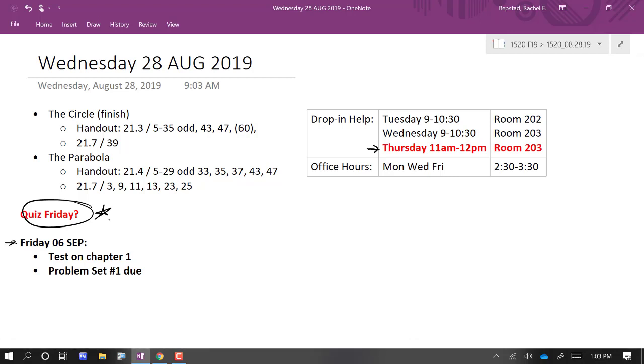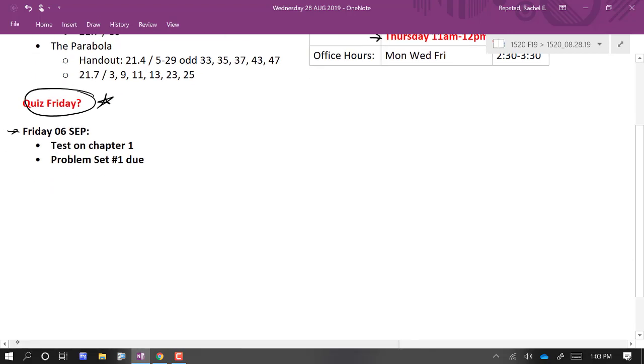Who has questions, or what questions are there about what we did last time, or the exercises, or anything like that? Finding equal intercepts that passes through a single point. Yeah. Which one is that? 21.2, problem number 17.